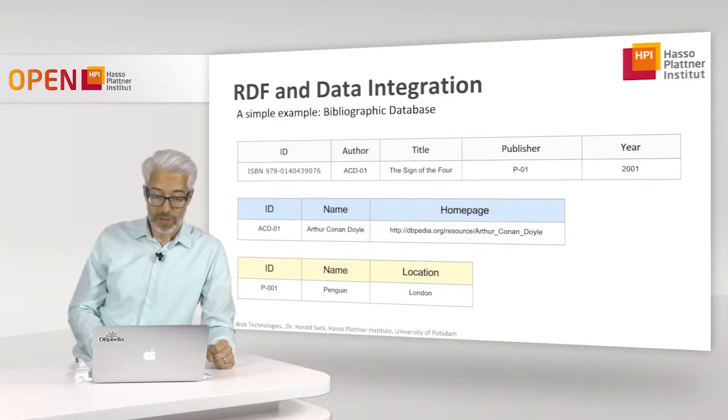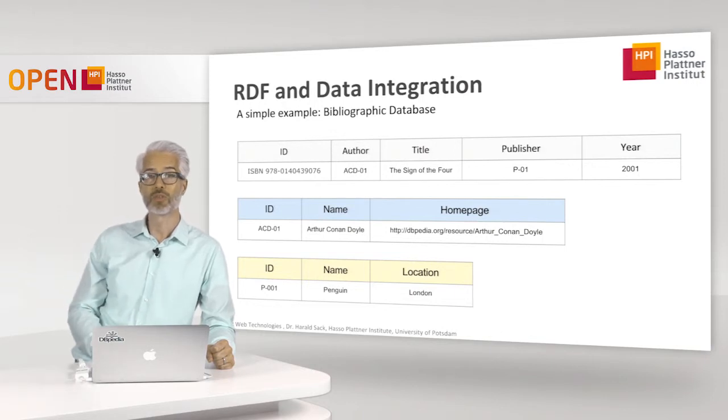Here, for example, we have information about a book. This is the first table. In the first table is a book. It has an ISBN number and a title, which is The Sign of the Four. This is a very famous book of Arthur Conan Doyle, the author of Sherlock Holmes, of course. Then we have author information, where we have the name and the homepage of the author. And in the third, we have publisher information of that book with the ISBN number we are talking about. And of course, there is a relation between these tables, which is about the ID of the author and the ID of the publisher.